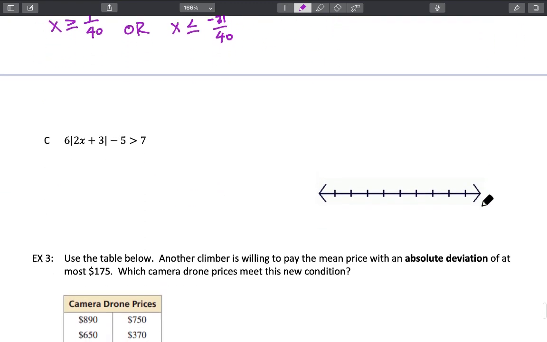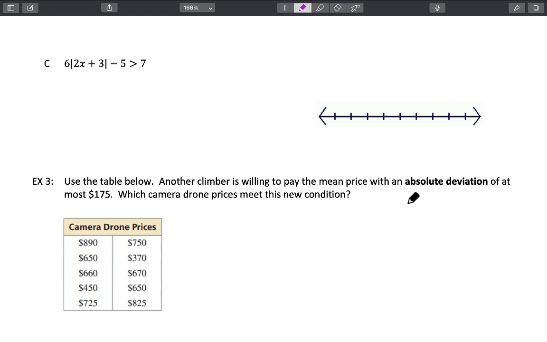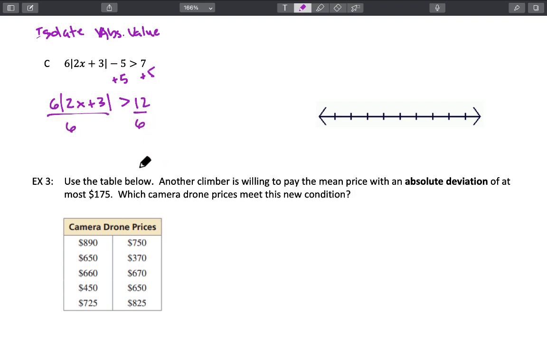All right, let's take a look at example C, which gets a little bit more complicated. Now you'll notice that our absolute value is not isolated. And remember, that's our first step: isolate that absolute value. All right, so we're going to first start by moving over the 5 by addition. We'll add the 5 to both sides, and that gives us 6 times the absolute value of 2x plus 3 is greater than 12. And now we're going to divide both sides by 6.